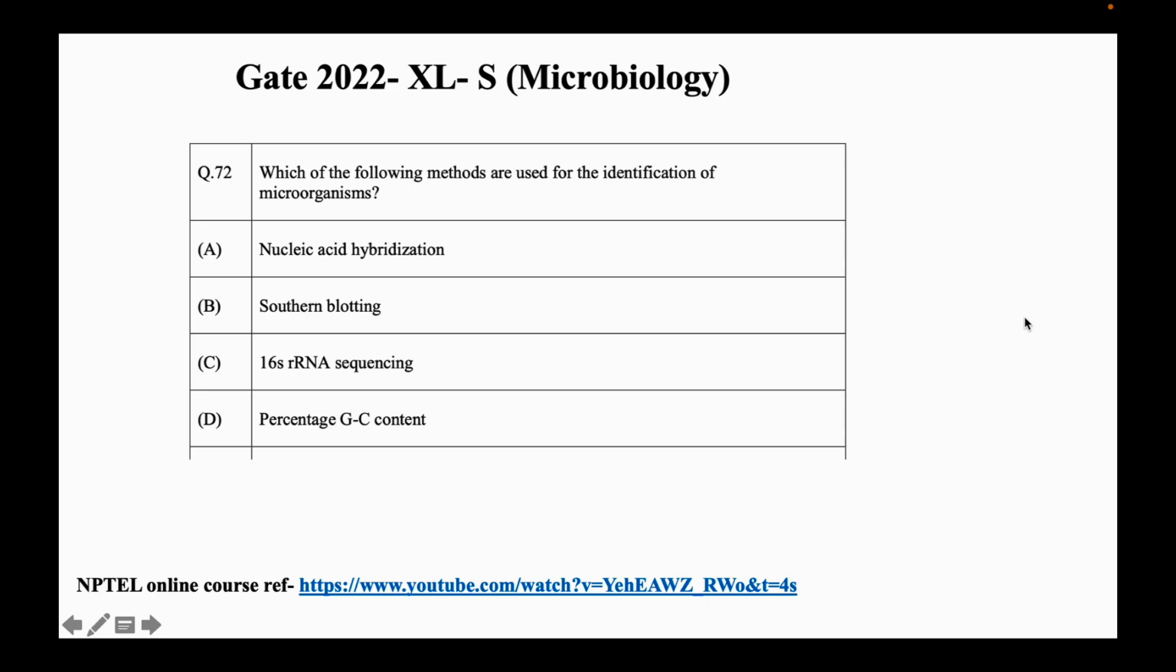Start again. So this is GATE 2022 Life Sciences Microbiology question number 72. Which of the following methods are used for the identification of microorganisms? Option A is nucleic acid hybridization. Option B is Southern blotting. Option C is 16S rRNA, ribosomal RNA sequencing. And option D is percentage GC content.